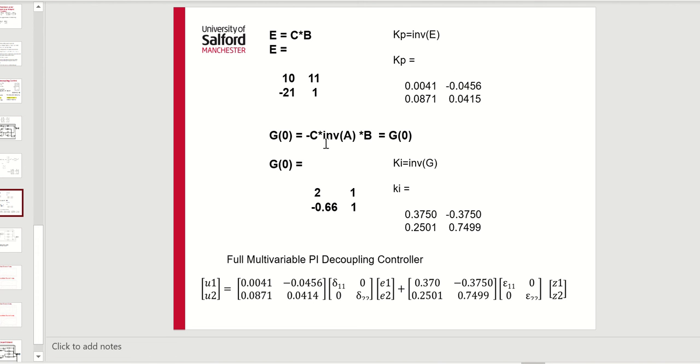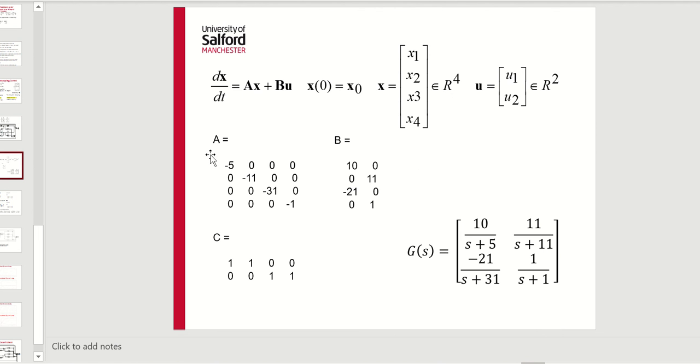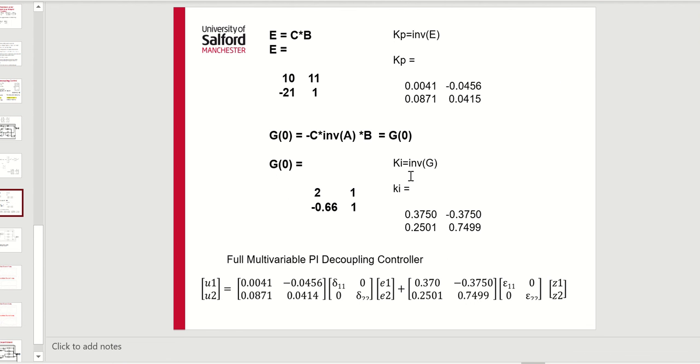The G0 is based on -C inverse of A times B, which is G0. So if we can work out G0 for this system again, going back to here, we know that it is C, A to the -1 times B, with a minus in front. We could compute that, and that comes out as 21 minus 0.661. And then if we invert that matrix, we get the Ki.